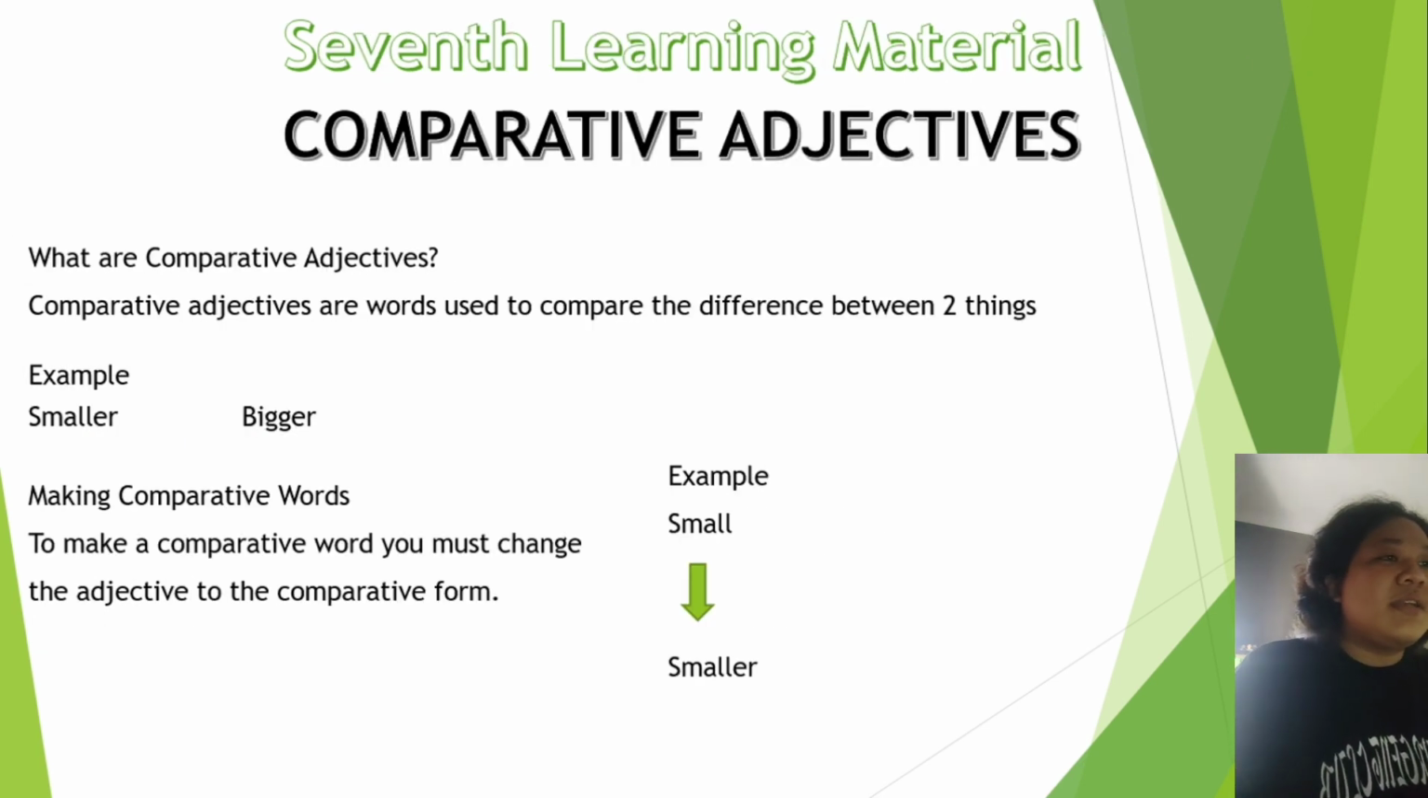Next, 7. Learning material about comparative adjectives. What are comparative adjectives? Comparative adjectives are words used to compare the difference between two things. Example: smaller, bigger. Making comparative words: to make a comparative word, you must change the adjective to the comparative form. Example: small to smaller.